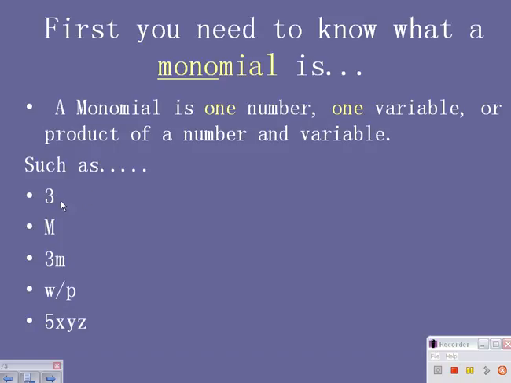3, so one number. m, one variable. 3m, so product of a number and a variable. w divided by p. Or 5 times x times y times z. That's a monomial. All of these are examples of a monomial.